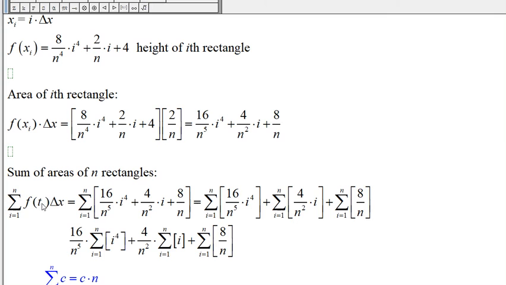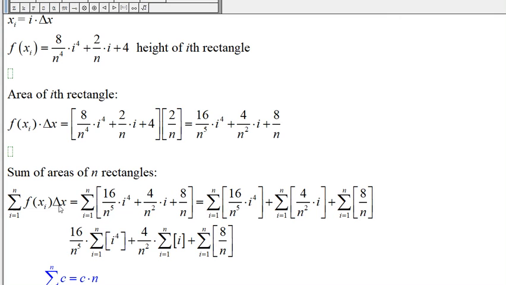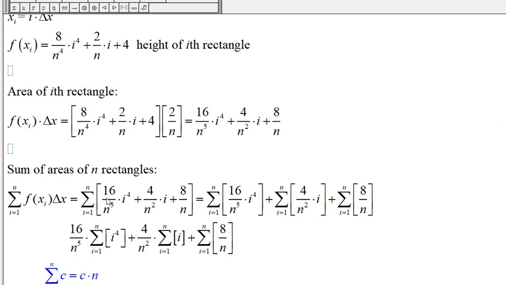But f of x sub i times delta x is replaced with this, because this expression right here is f of x sub i times delta x. And this is a summation of a sum, and therefore we can write it as sums of summations. And then this is 16 over n to the fifth, which is a constant, so we can move it and place it in front of the summation notation.